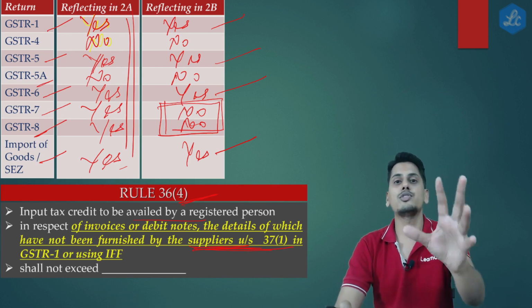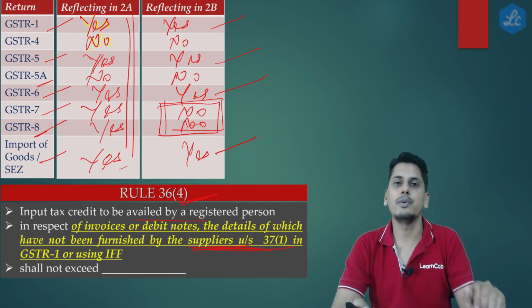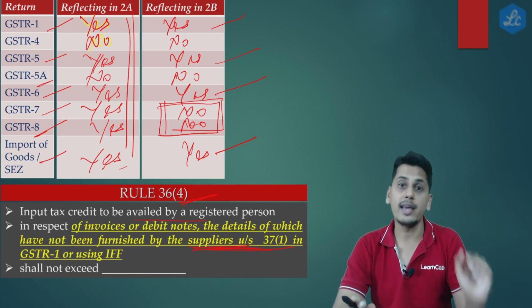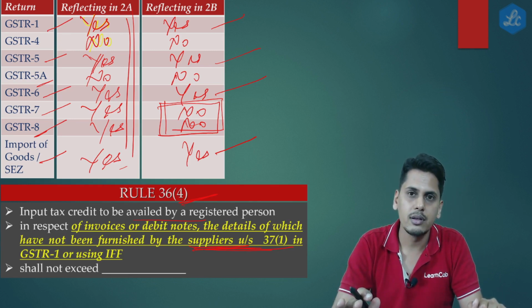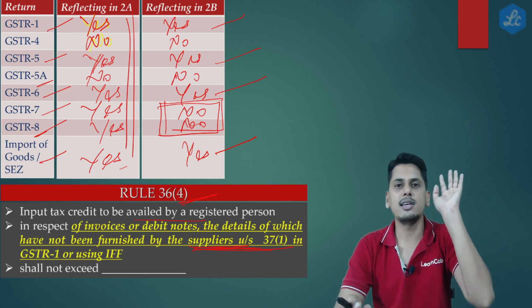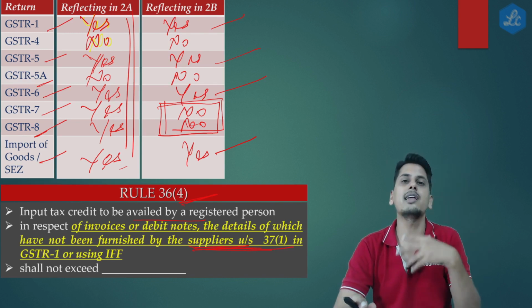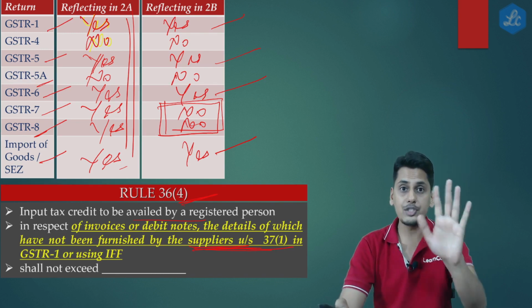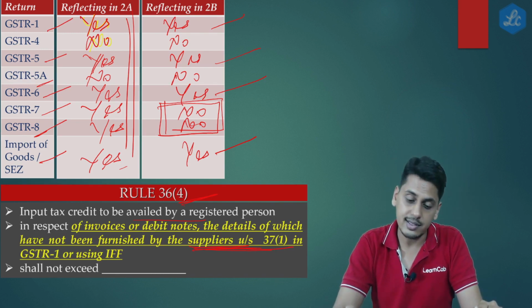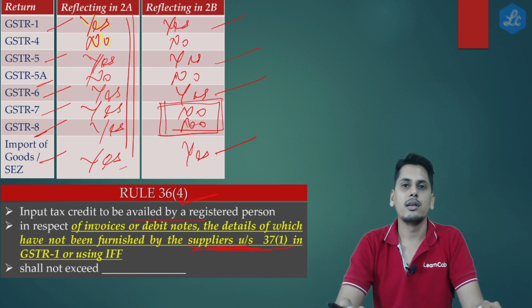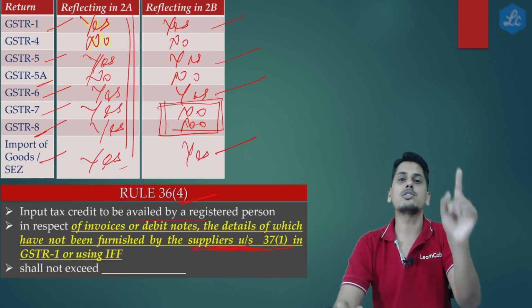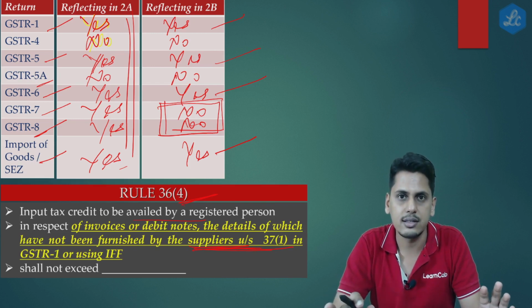Similarly, let's suppose you are an input service distributor, I am the recipient unit, I received the invoice from you, I received an ISD document. You did not file GSTR 6, not appearing in my GSTR 2B. Can I still take the input tax credit? Friends, 36 sub rule 4 is not applicable on those items the source of which is GSTR 6.